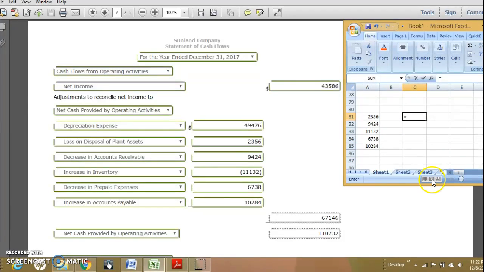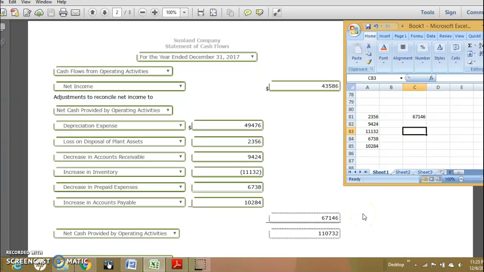Okay, now we can total these items together. So we have 49,476 plus 2,356 plus 9,424 minus 11,132 plus 6,738 plus 10,284. The total is 67,146. Now we're going to add the net income to the subtotal of these items right here.